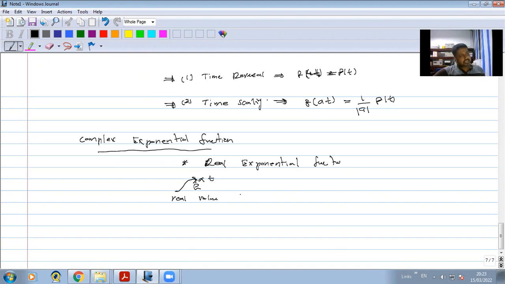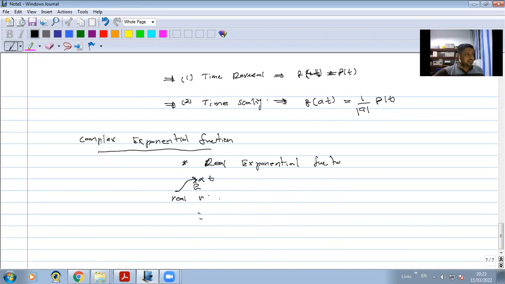You will get this kind of signal here. We say that it is exponentially increasing. So this signal is exponentially increasing, and this is the real exponential signal. I will draw it here.